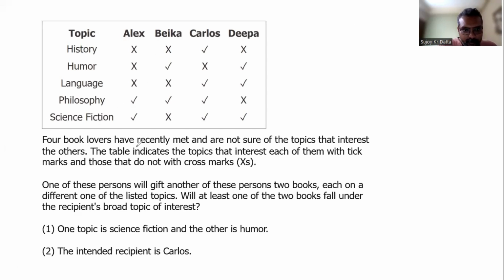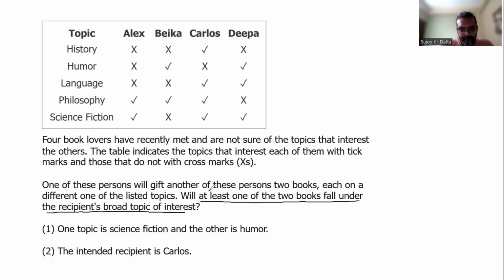It says that four book lovers have recently met and are not sure of the topics that interest the others. The table indicates the topics that interest each of them with tick marks and those who do not with cross marks. Now, one of these persons will gift another of these persons two books, each on a different one of the listed topics. Will at least one of the two books fall under the recipient's broad topic of interest? So one of them is going to buy two books for another person. We have to check whether at least one of the books satisfies the interest.